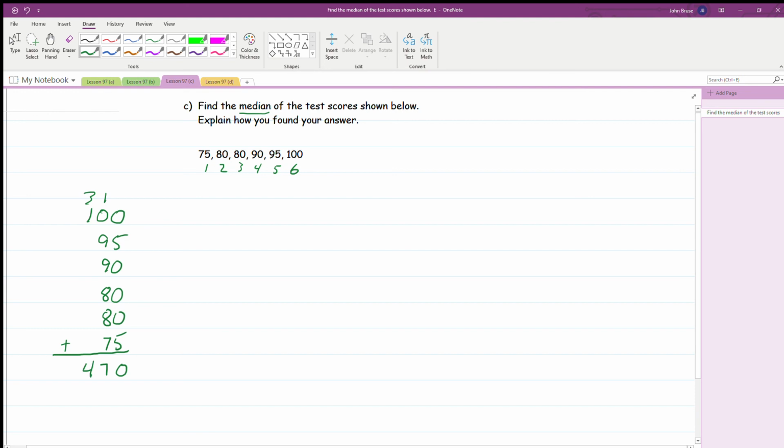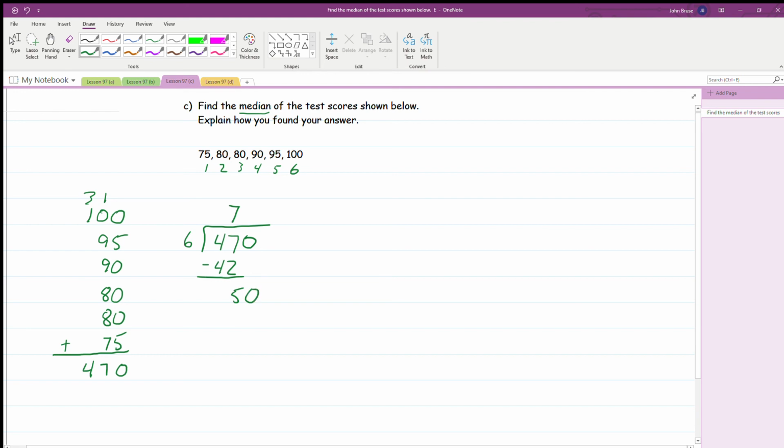Okay, then we're going to take this sum and divide it by how many numbers there were. And there were 6. Well, 6 times 7 is 42, and 6 times 8 is 48. That's too big. So let's go with 7. 7 times 6 is 42. We're going to subtract. We're left with 5. And then we carry the 0 down.